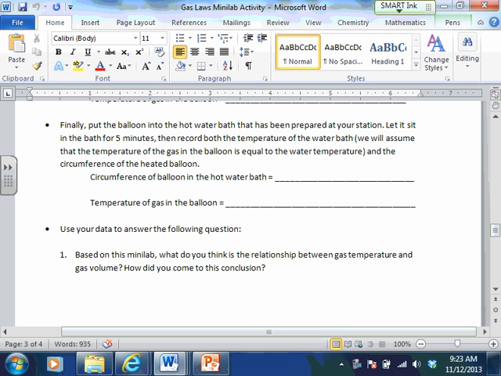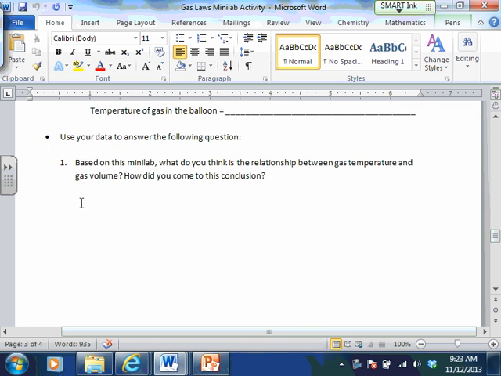Okay, so you should have seen the circumference go down a little bit when you put it in the freezer, and then you should have seen the circumference of the balloon go up a little bit when you put it in the hot water bath. Okay, and again, you don't have to change your data now if it doesn't match with that, but you just need to be aware that's what should have happened.